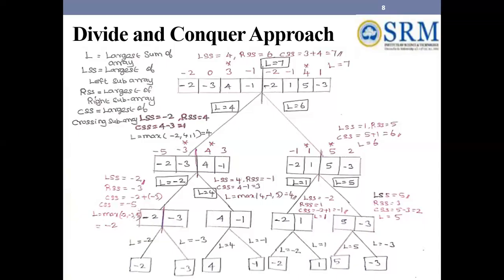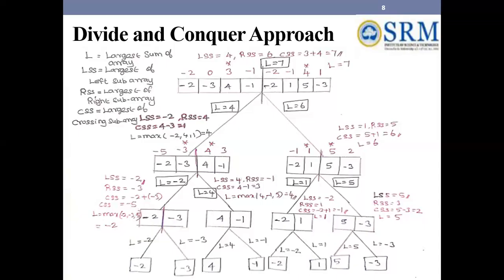In the right side, take minus 2 as it is. Minus 2 is added with the next element. Minus 2 plus 1 is minus 1. So minus 1 plus 5 is 4. 4 minus 3 is 1. So what is the maximum in the right side? 4. So left side 3, right side 4. That is where the star is given, that is the maximum in both sides. So add these two values, 3 plus 4, 7. That is the CSS value.